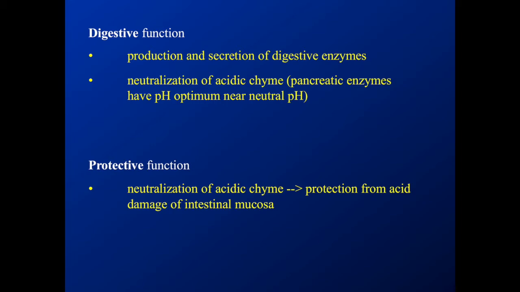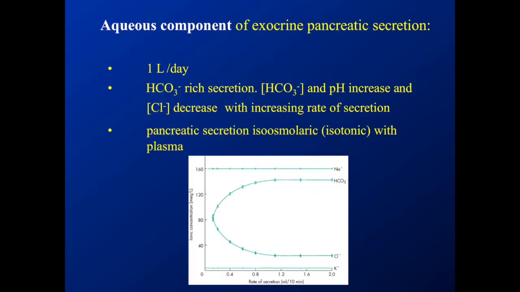So as the contents of the stomach come in, they're rapidly neutralized and then acted on by the secretions of the digestive enzymes from the pancreas. The aqueous component of the exocrine pancreas is secreted at a rate of about 1 liter a day, and as I said, it's rich in bicarb, and this increases the pH of the duodenum contents.